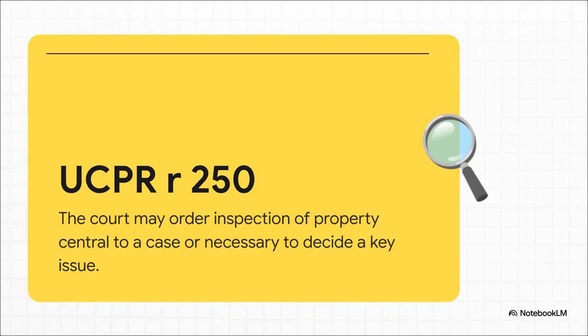Well, this is your primary weapon, your go-to. It's Rule 250 of the Uniform Civil Procedure Rules. You need to know this one. It basically gives the court the power to say, yep, you can go inspect that property, as long as it's central to the case or seeing it is necessary to figure out a key issue. It's a really direct and powerful tool in your litigation arsenal.